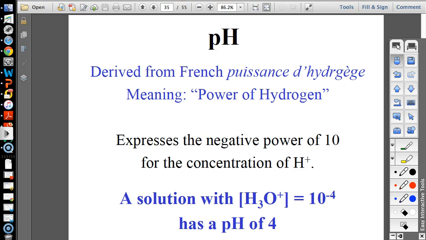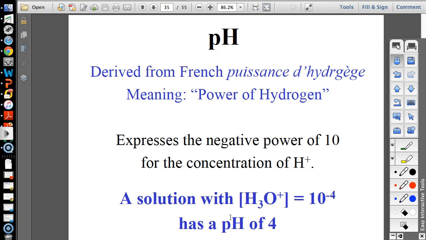pH. What does this mean? pH means power of hydrogen, and so it turns out that when you calculate pH, you have to take the negative log of the hydrogen ion concentration. So if pH stands for power of hydrogen, it actually literally is the power of hydrogen on a 10 with a negative sign, and that's your pH. And so that's pretty interesting. And so negative power 10.